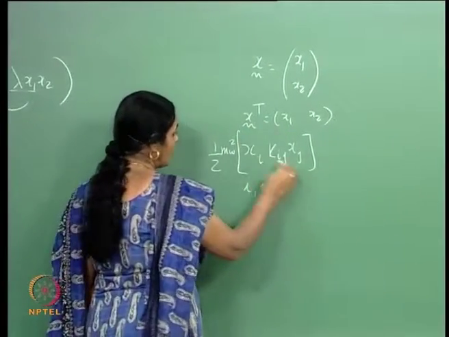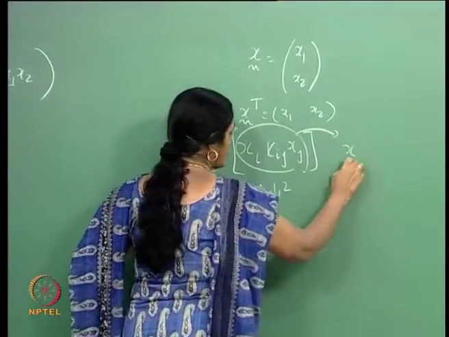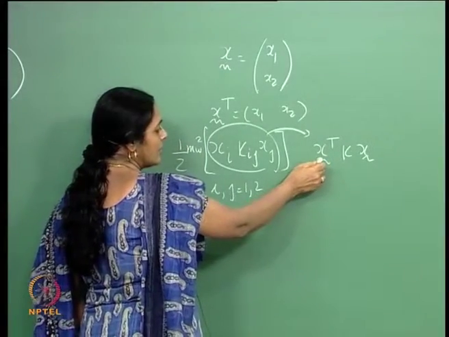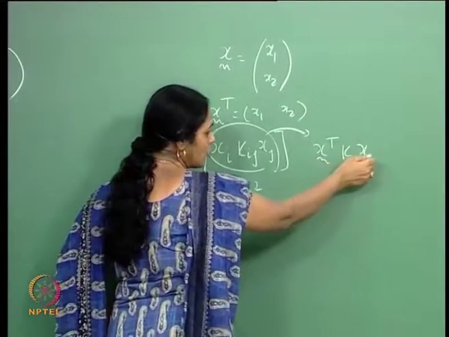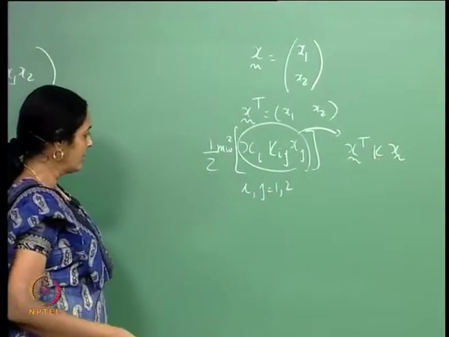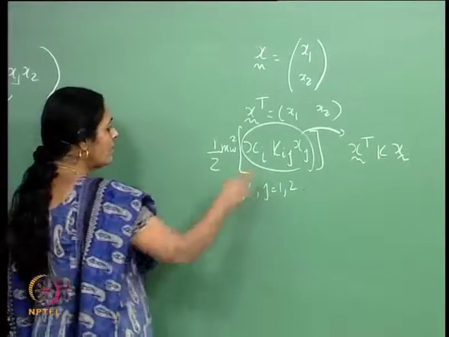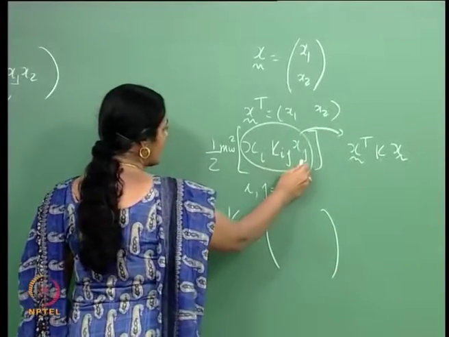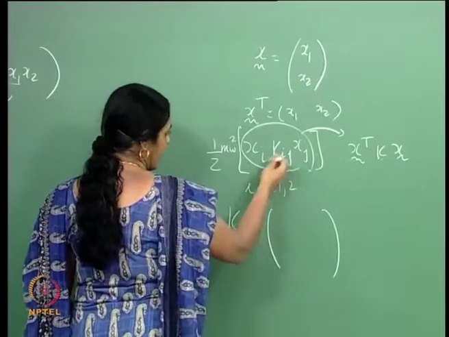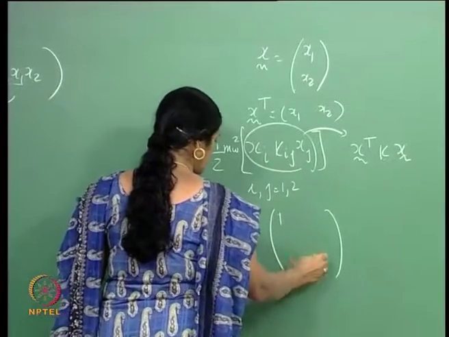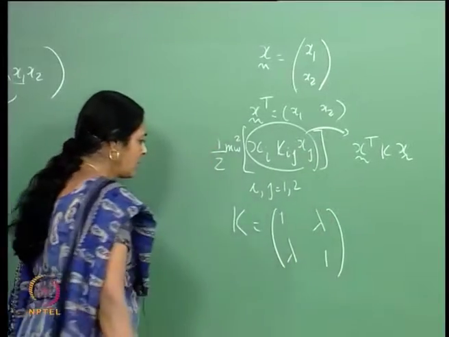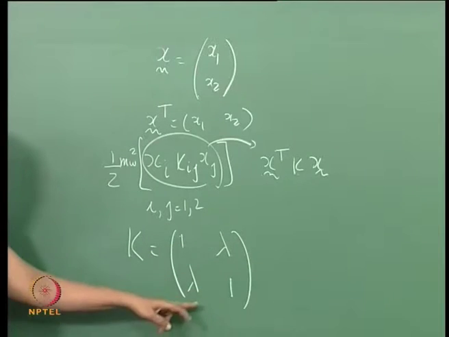So, or I could well write this whole thing as x transpose K x. Since this is a 2-component row and that is a 2-component column, that is a 2 by 2 matrix. It is easy to see what the elements of the matrix K are. When i is equal to j, I get x1 squared and x2 squared. So that is just going to give me 1 here, and then otherwise there is a lambda x1 x2. So K is simply this object.